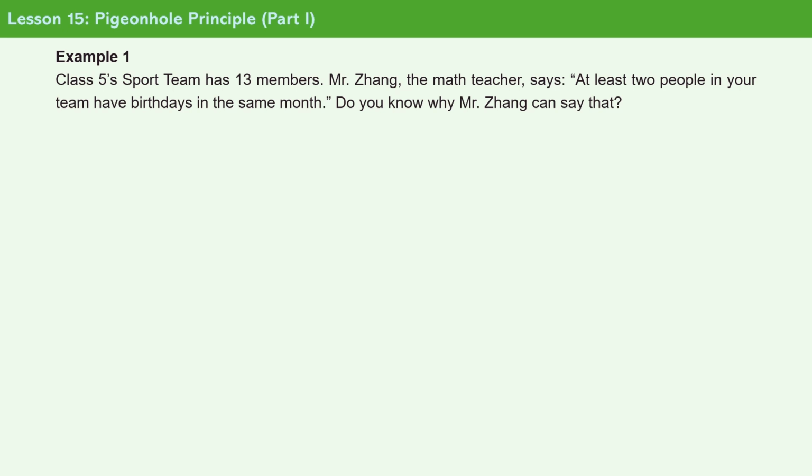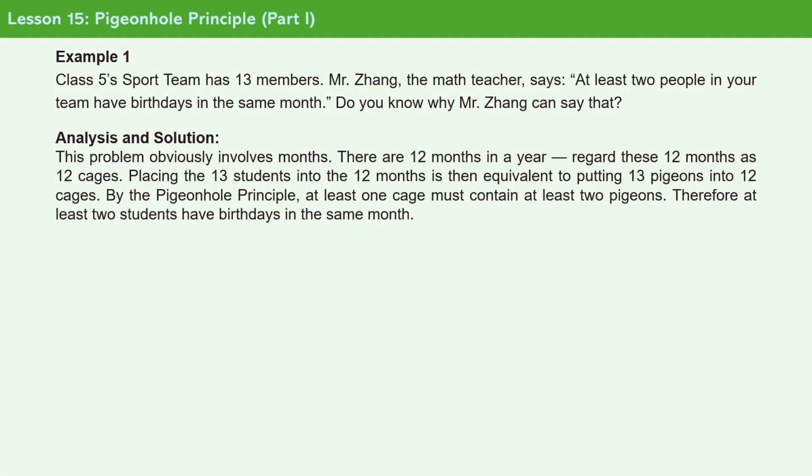Example 1: Class 5 Spirit Team has 13 members. Mr. Zhang, the math teacher, says, at least 2 people in your team have birthdays in the same month. Do you know why Mr. Zhang can say that? This problem obviously involves months. There are 12 months in a year. Regard these 12 months as 12 cages. Placing the 13 students into the 12 months is then equivalent to putting 13 pigeons into 12 cages. By the Pigeonhole Principle, at least one cage must contain at least 2 pigeons. Therefore at least 2 students have birthdays in the same month.